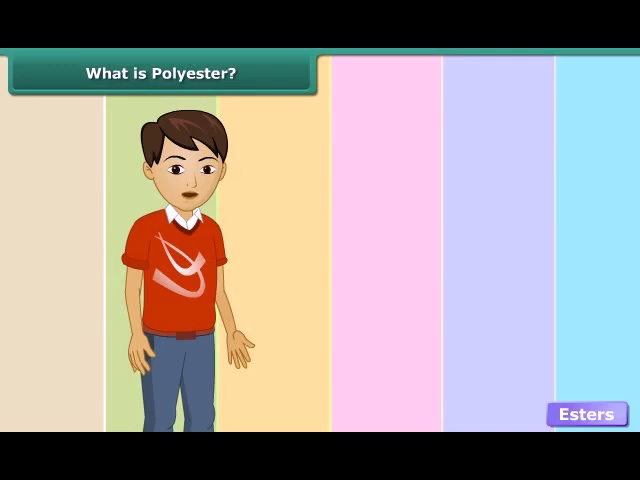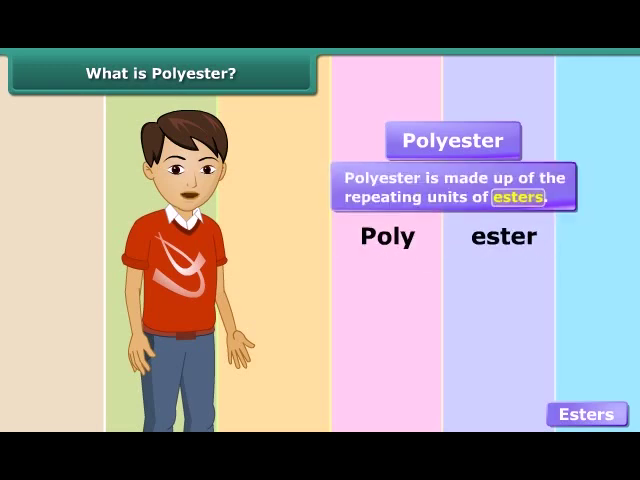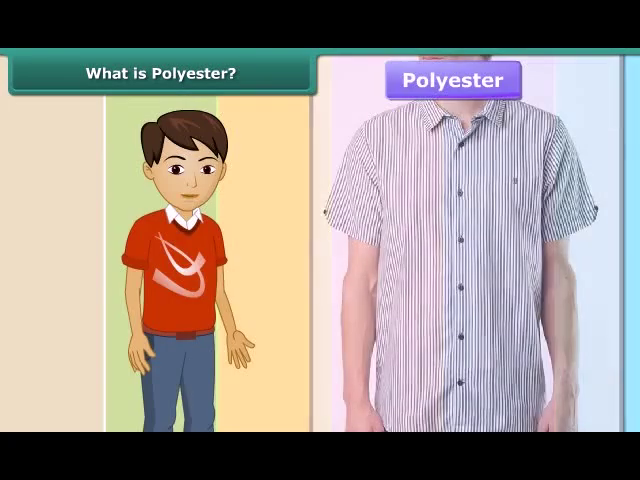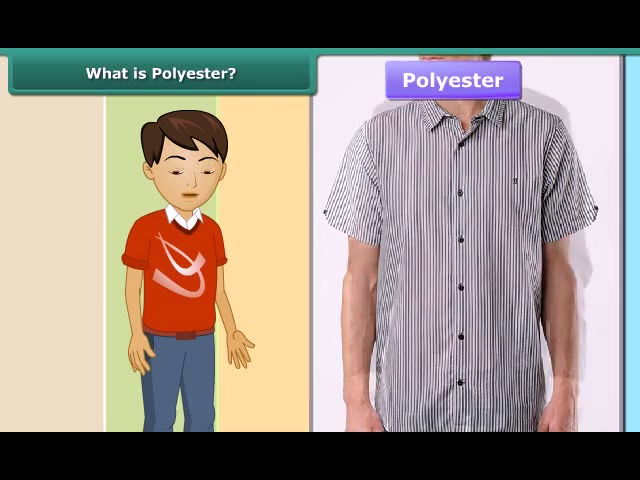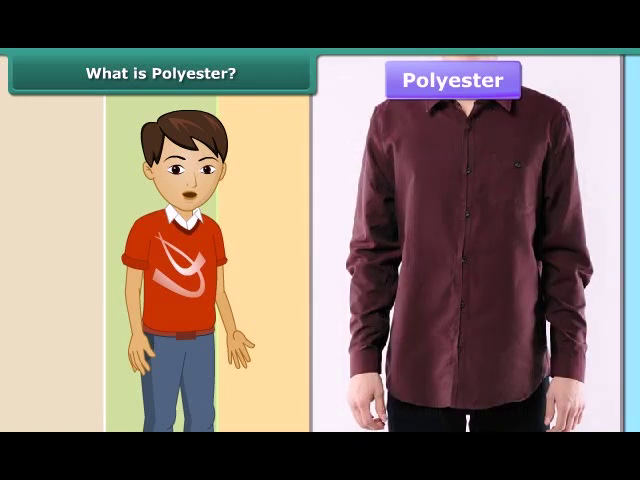Can you guess, just by hearing the word polyester, what it is made up of? As the word polyester comes from the words poly and ester, it is clear that it is made up of repeating units of esters. You must have seen people wearing nice polyester shirts and other dresses. Fabrics made of this fiber do not get wrinkled easily, remain crisp, and are easy to wash.